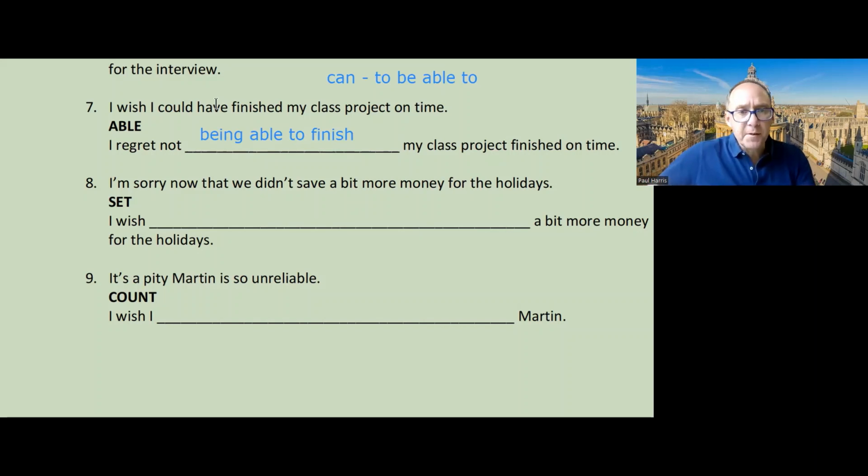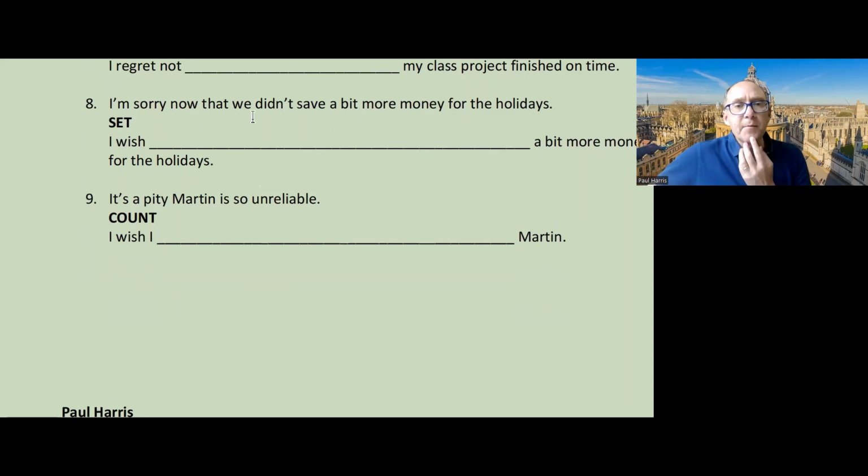Right. Okay. Let's move on to the next one. So, I'm sorry that we did not save a bit more money for the holidays. So again, here we're going to be using wish. We've definitely got something in the past tense. Now we've got the verb set. And let's just talk a little bit about what we've got that is duplicated top and bottom.